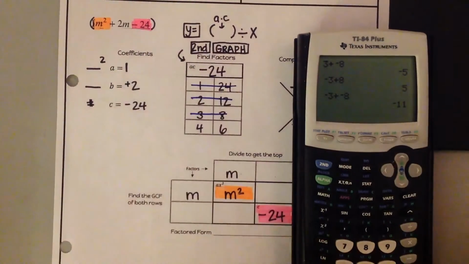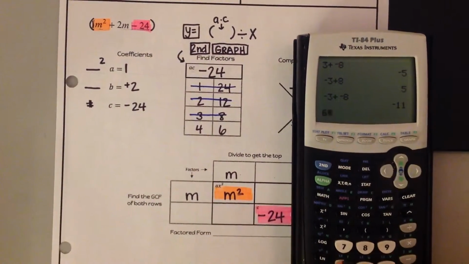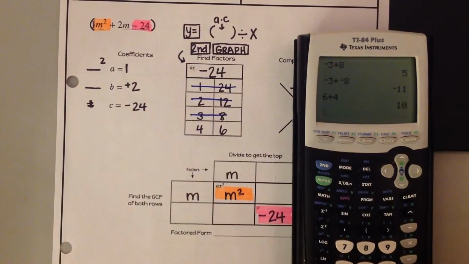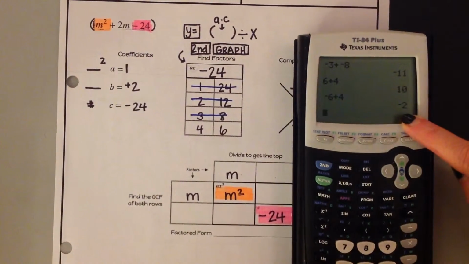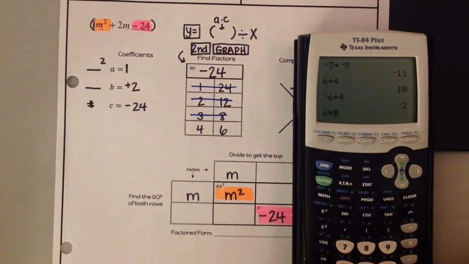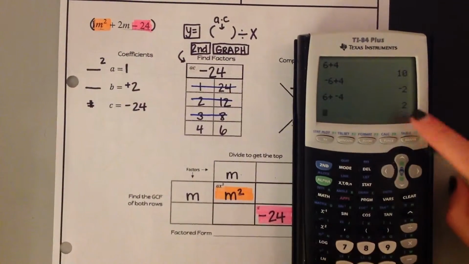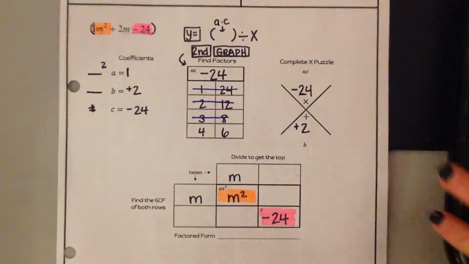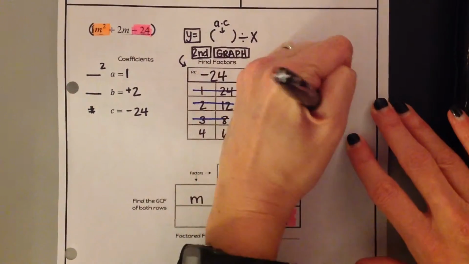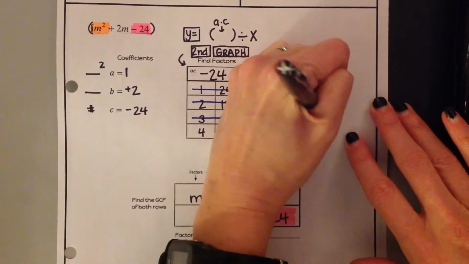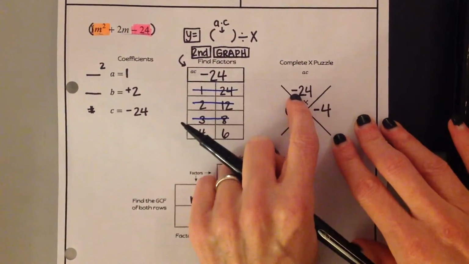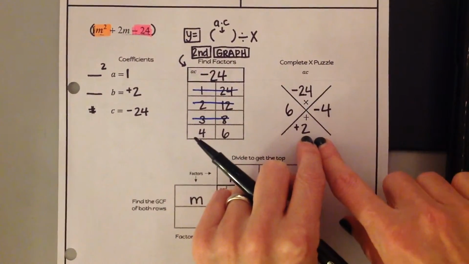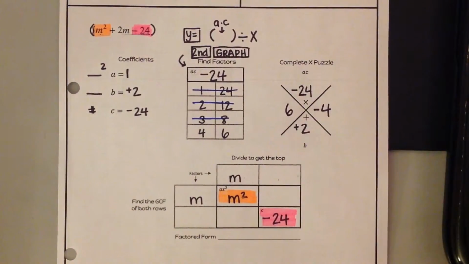So it's got to be 6 and 4. So let's try. 6 plus 4, that's going to make 10. Negative 6 plus 4. Oh, that's close. Negative 2. So let me try to switch the signs. 6 plus negative 4. That works. 6 and negative 4. So I'm going to write 6 and 4, and the 4 has to be the negative, because 6 times negative 4 does make negative 24, and we just saw that the sum of 6 and negative 4 is 2. So these are our two answers.